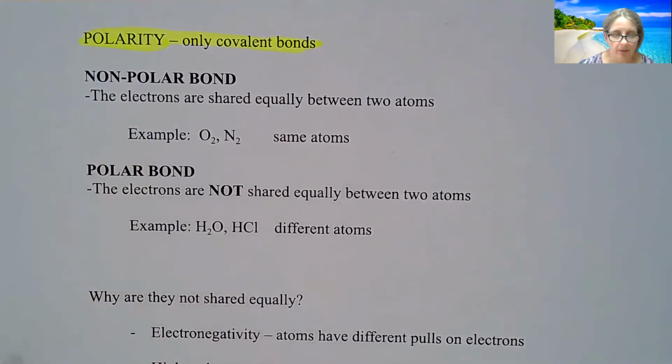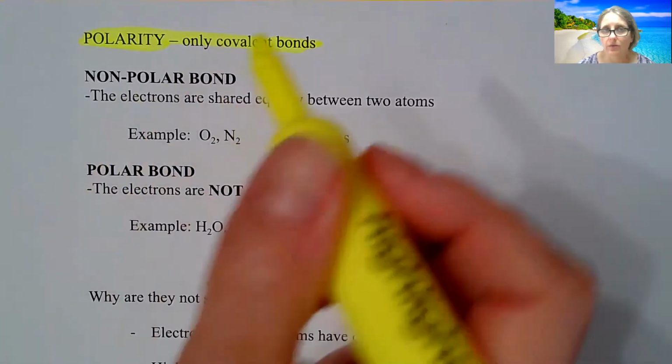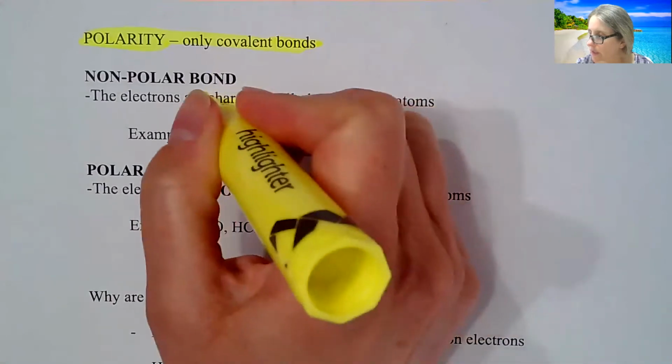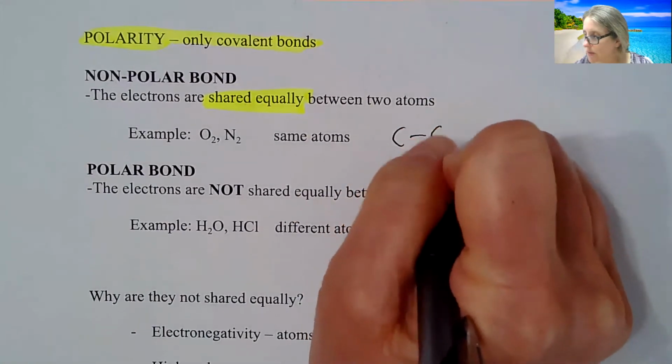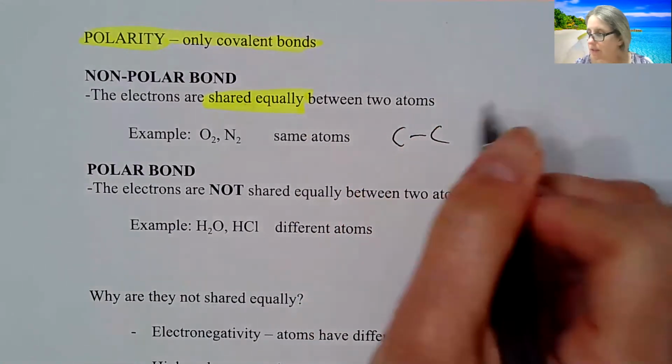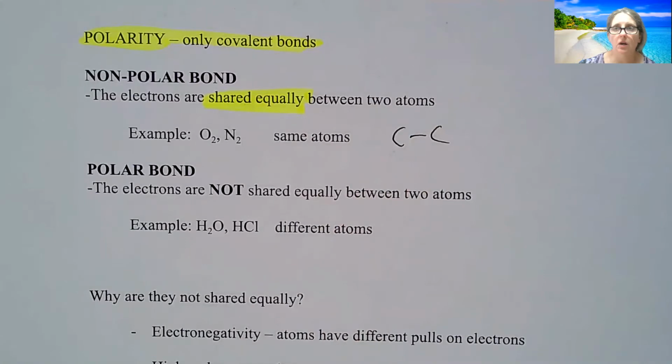So I always define polarity this way by doing the non versus polar. So non-polar bonds are where the electrons are shared equally, okay? So they would be anything that has the same atoms, O2, N2, and the one we're going to focus on a lot is going to be the carbon to carbon bond in these organic molecules. So those are where electrons are being shared equally, so they are considered non-polar, so they're not pulling one way or the other.